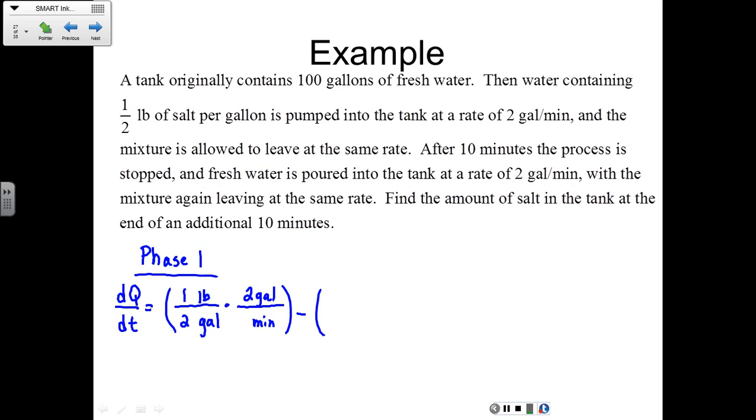So here's the thing. We don't know how much salt has been pumped in there. So it's some amount Q, we have no idea. And how much water? The tank was only holding 100 gallons. Some amount of salt in 100 gallons of water. We don't know. But it's leaving at the same rate, so it's going to be 2 gallons per minute, just the same as that one was.